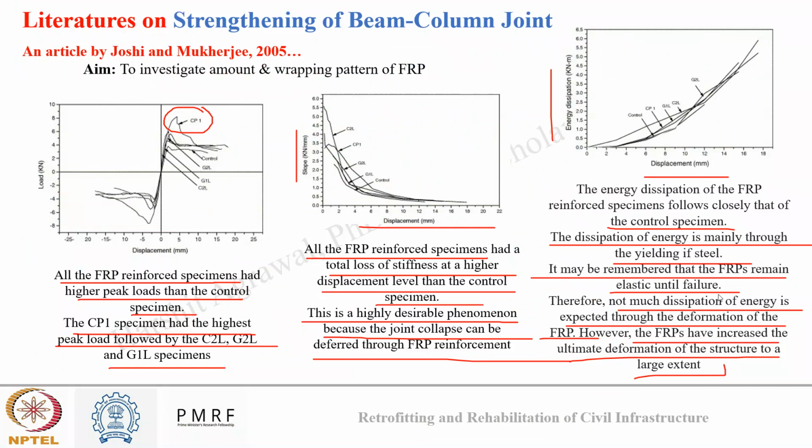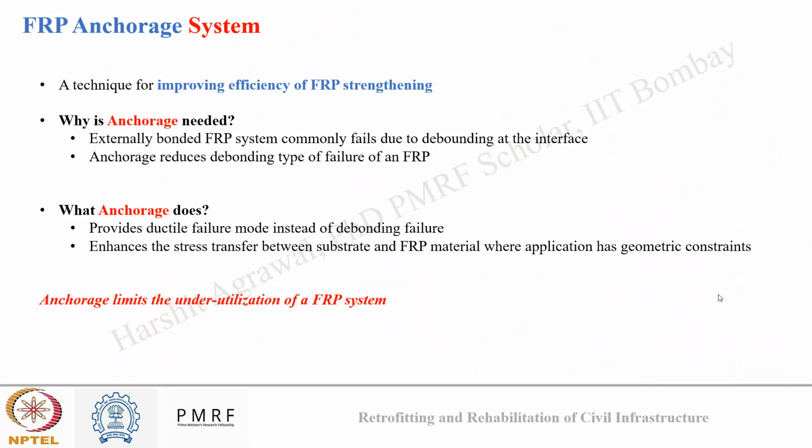Now we have talked a lot about different types of strengthening like axial, flexure, shear strengthening, NSM strengthening, beam column joint strengthening, and we have often seen in literature while discussing the strengthening of various elements using FRP that the failure is often due to debonding. Now, such failure is not desirable.